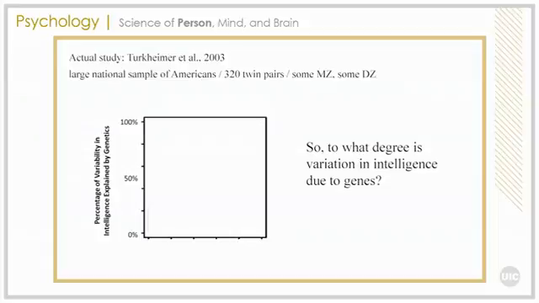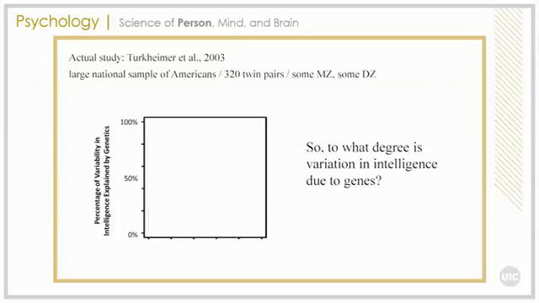Here is a particularly illustrative study by somebody named Eric Turkheimer and his colleagues. They did it in that year, some number of years before you watch this film. What they did is the following. They had a very large national sample of citizens of the US of A.